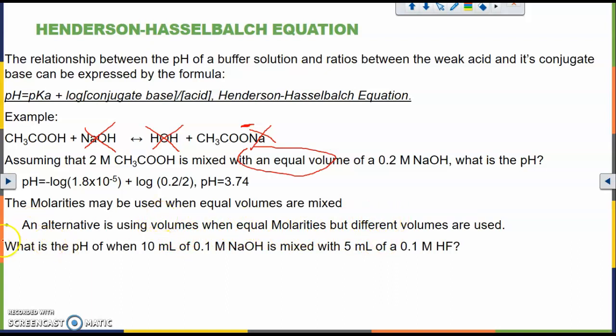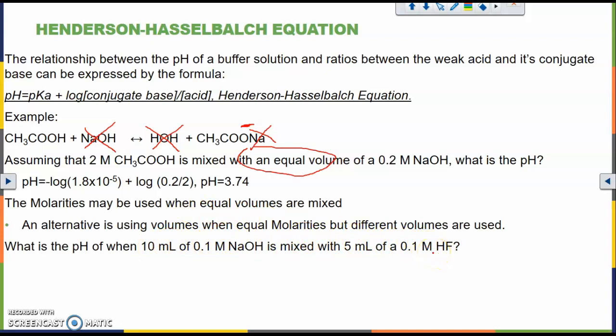In this case, here is an example. What is the pH when 10 mL of 0.1 molar sodium hydroxide is mixed with 5 mL of 0.1 molar hydrofluoric acid? Before, equal volumes of two different molarities were mixed. In this case, we have two different volumes of the same molarity being mixed.